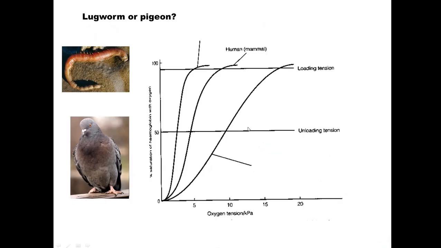Just as a quick quiz, we've got here a lugworm and a pigeon. The lugworm lives in little burrows of water which has low levels of oxygen. So what that lugworm wants is to take up as much oxygen as possible. Therefore, it will have a high affinity for oxygen, so that curve is going to move to the left. This pigeon is metabolically active. It's warm-blooded, so it needs to respire a lot, so therefore it's going to move the curve to the right. So this one's going to be the pigeon, so that it has a lower affinity for oxygen, so it's going to give the oxygen to the tissues.